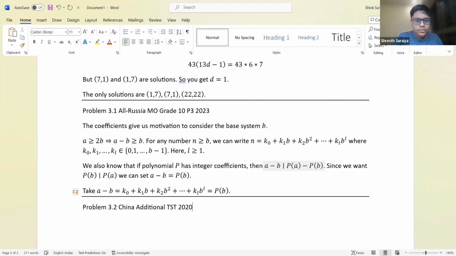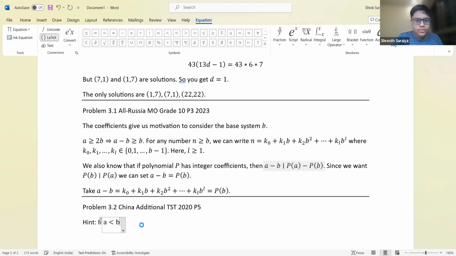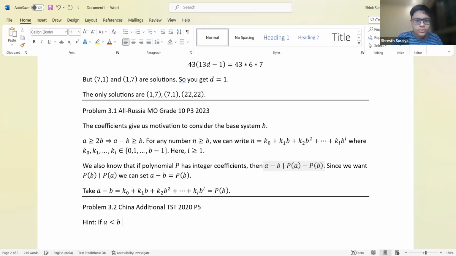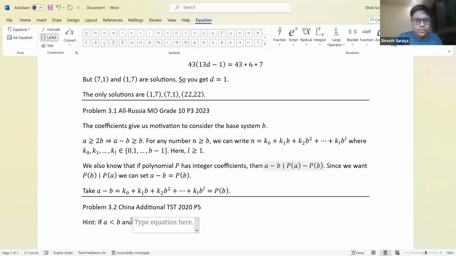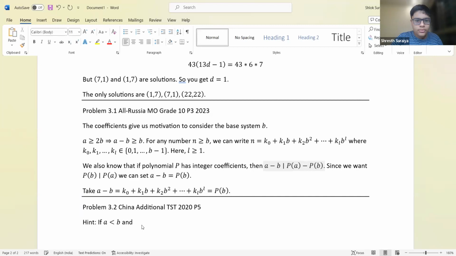And I think it was 2020, P5. So the hint is that if A is less than B and C is less than D, sorry.